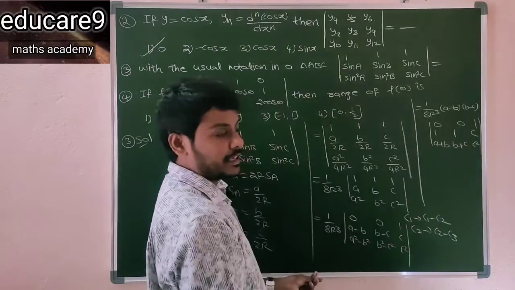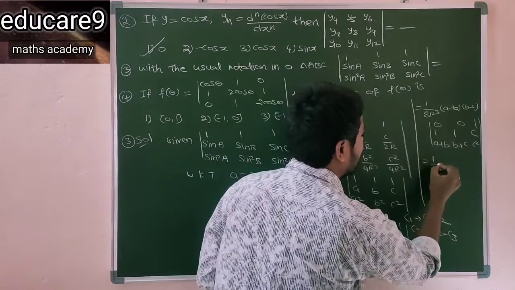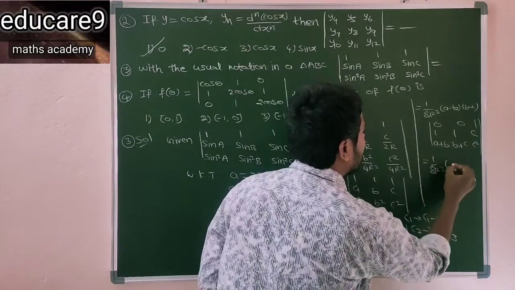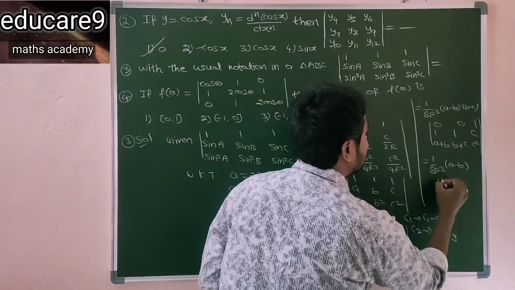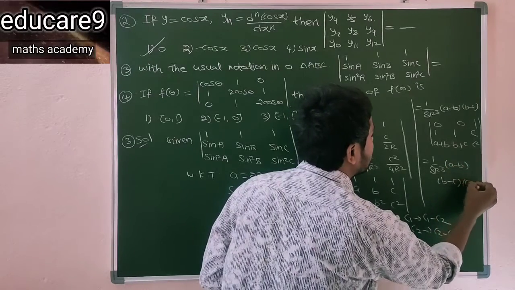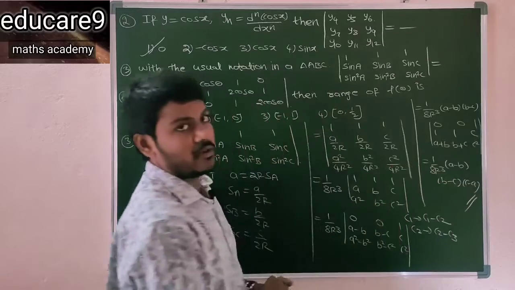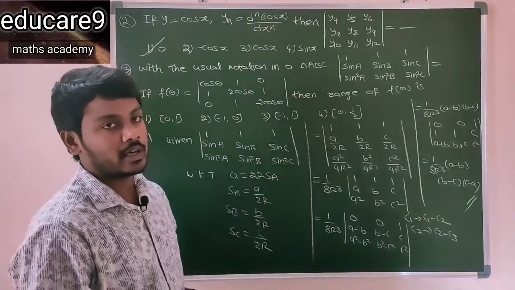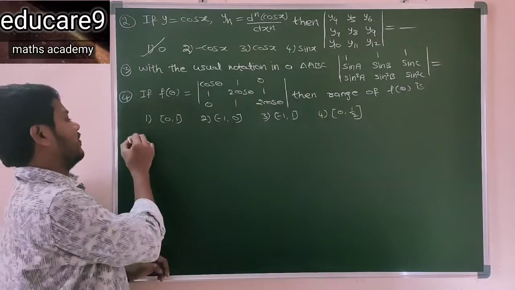Now find this determinant. So what you get? 1 by 8R cube into (a minus b) into (b minus c) into (c minus a). So this is the value of the given determinant. So next, let us see the fourth solution.